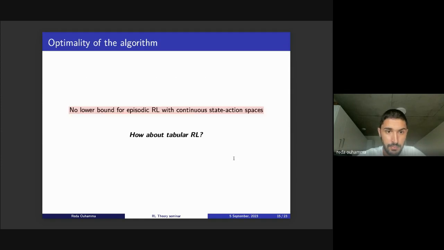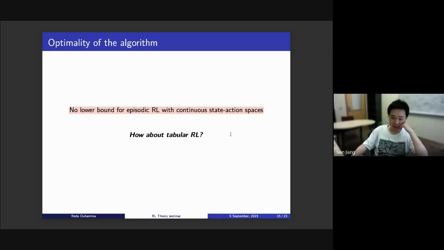Okay. So next, we wanted to assess the optimality of this algorithm. Minor problem: at least to my knowledge, there is no lower bound for episodic RL with continuous state action spaces. I think there have been some recently in deterministic MDPs, but none that are explicit for continuous state actions. So the one that is known is for tabular RL. So we want to compare to tabular reinforcement learning.